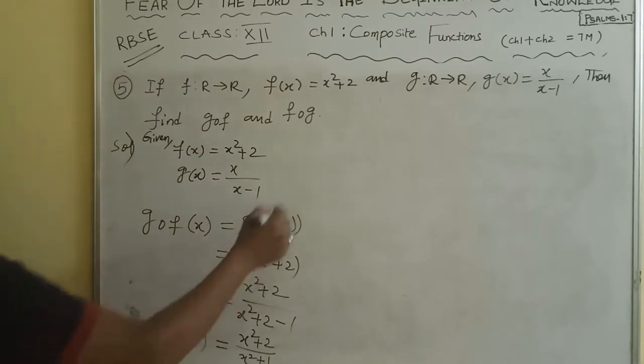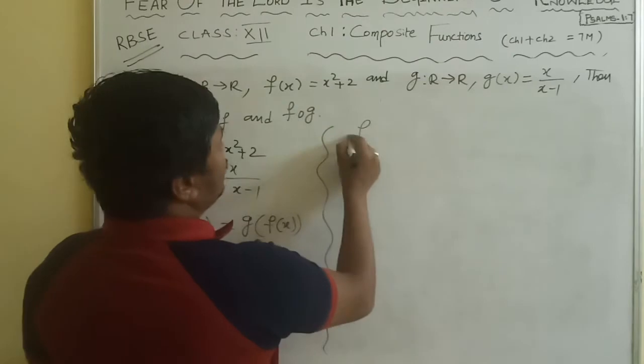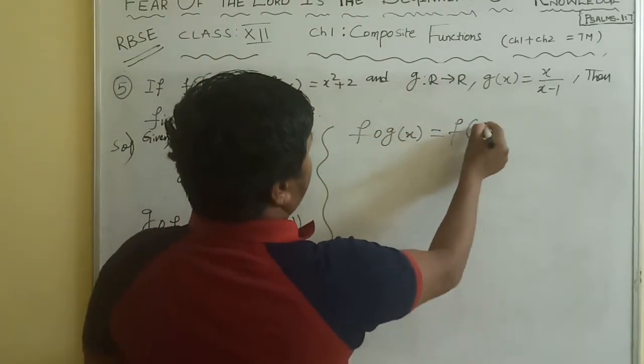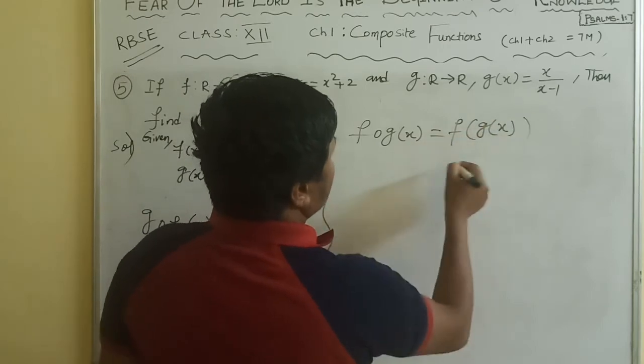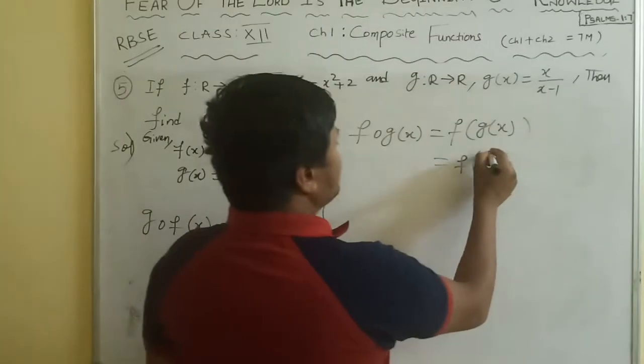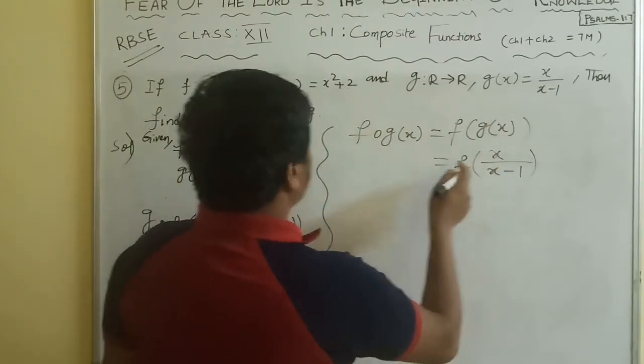So now we are going to find out what is f circle g of x. So f of g of x. So f of, what is your g of x? x upon x minus 1. So substitute that x upon x minus 1. So what is f of x?